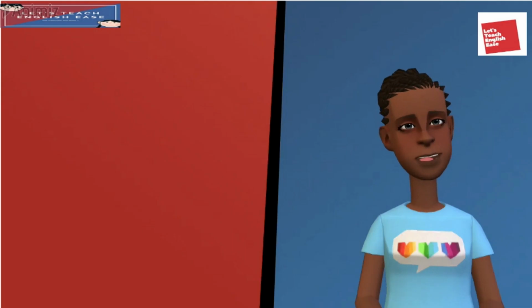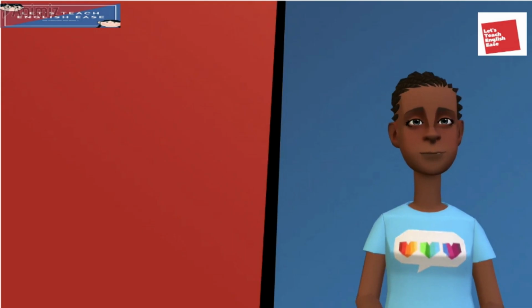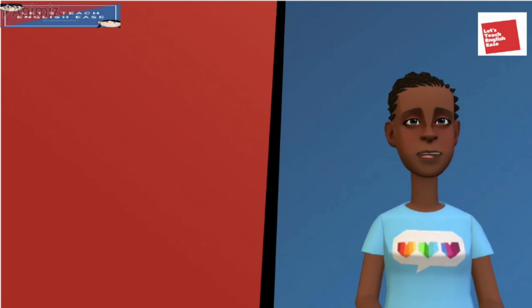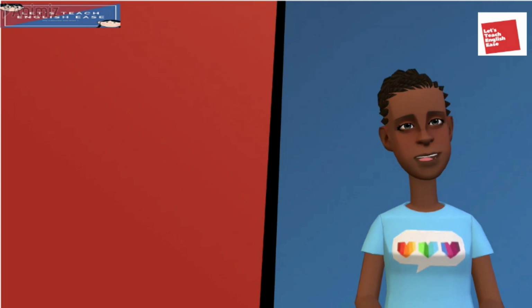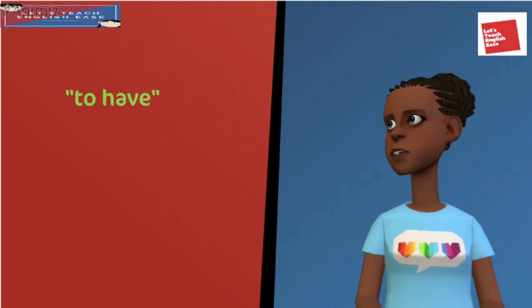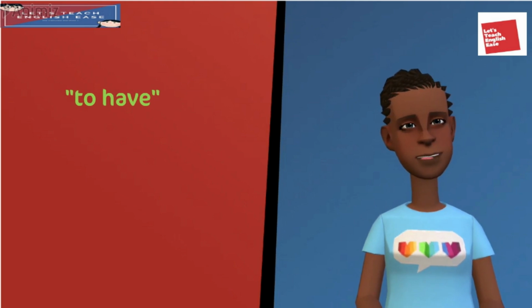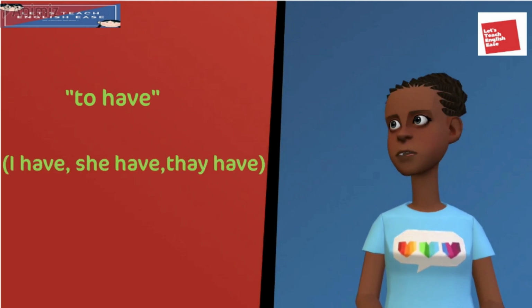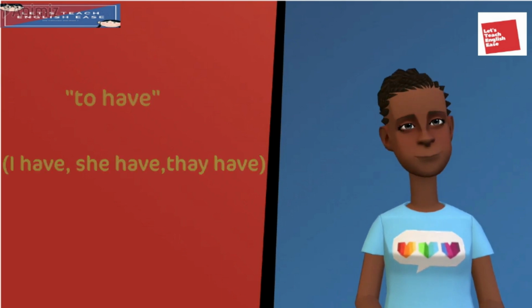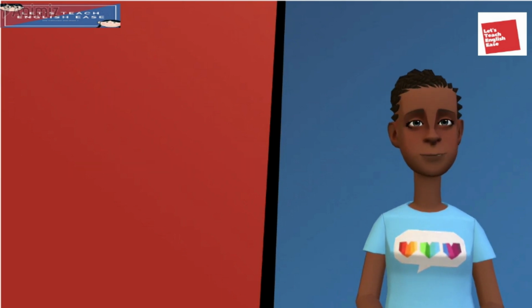This tense is used to describe ongoing actions. The action might be finished or might still be continuing, depending on context, as you will see next. To form this tense, you need to use the verb to have conjugated for your subject in the simple present tense: I have, she has, they have, etc. Then you need the past participle form of the action verb.